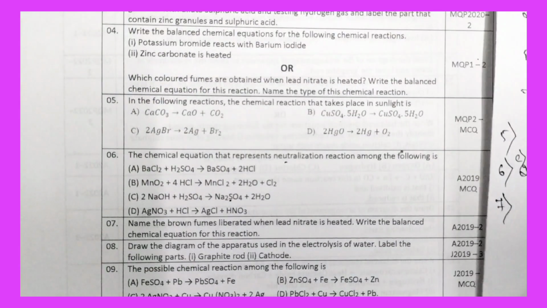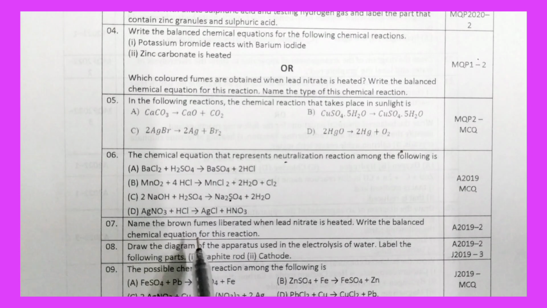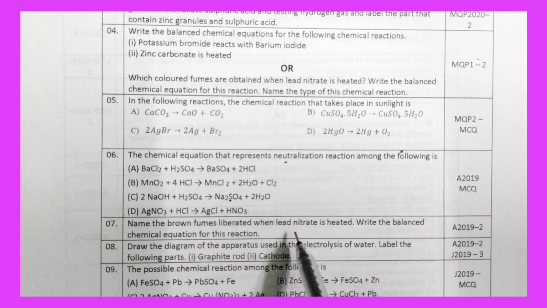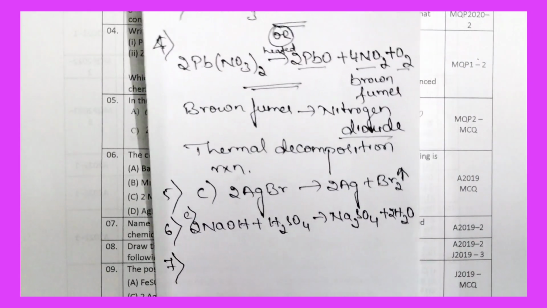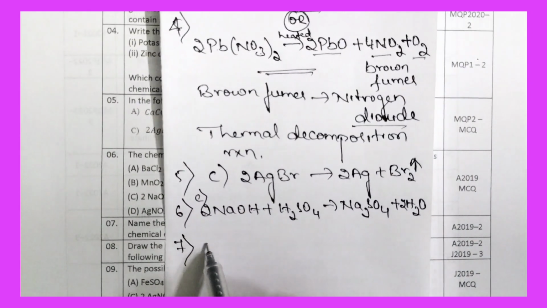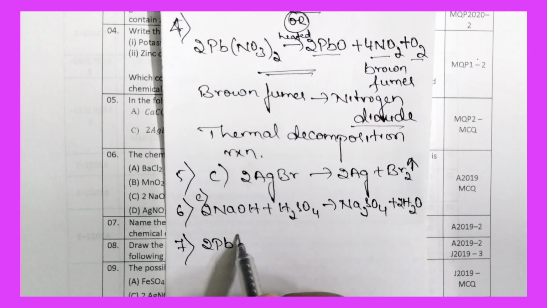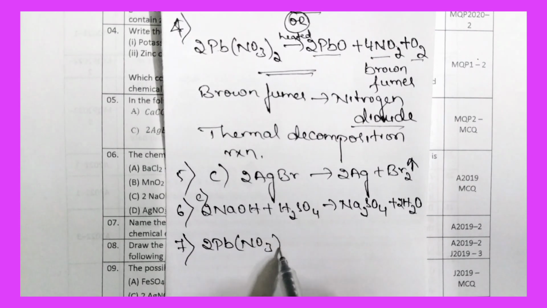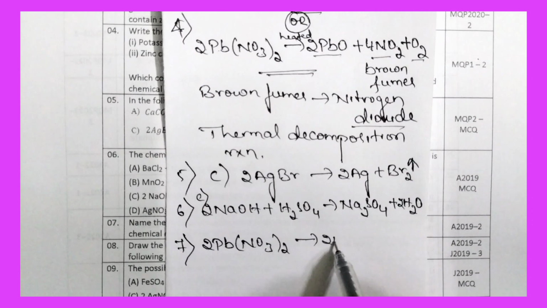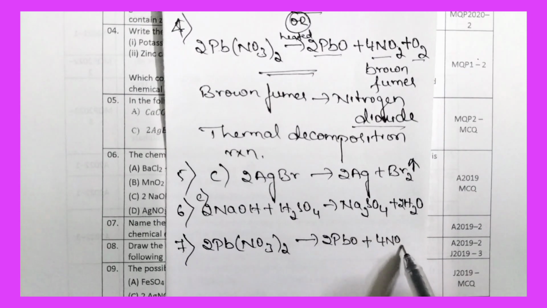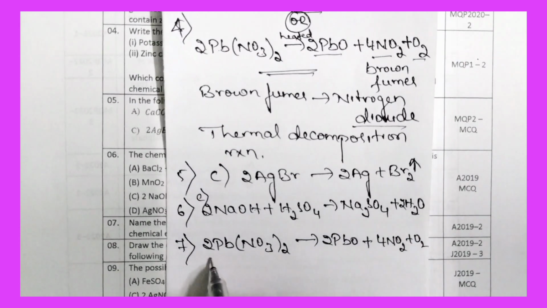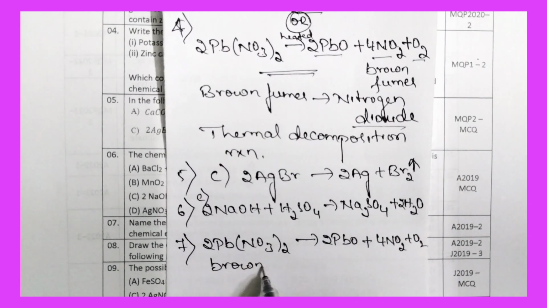Now let us move to the seventh question. Name the brown fumes liberated when lead nitrate is heated. Write the balanced chemical equation for this reaction. Look, we have already written it, let us write the chemical reaction once again. So balanced: 2Pb(NO3)2 gives rise to 2PbO plus 4NO2 plus O2. So he asks which are the brown fumes, the name of the brown fume.